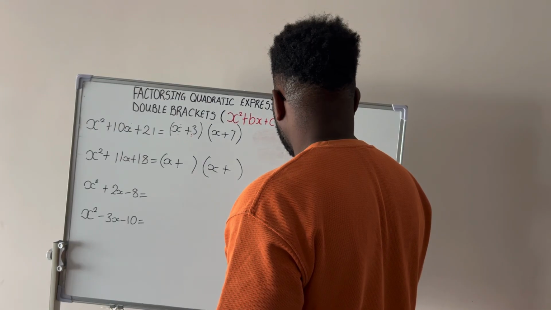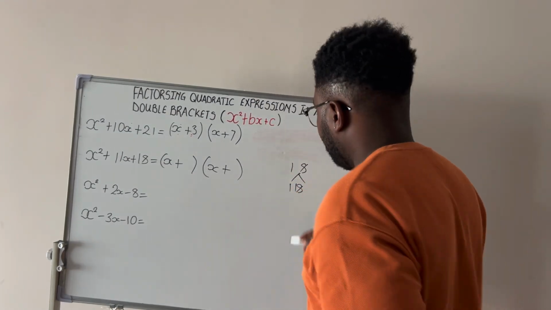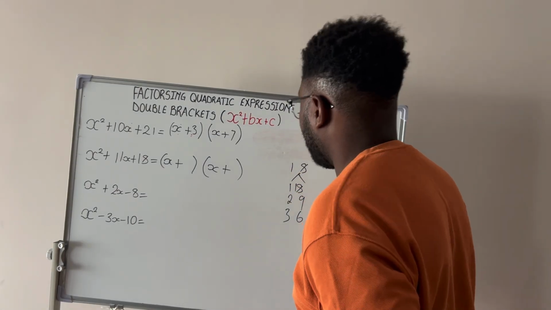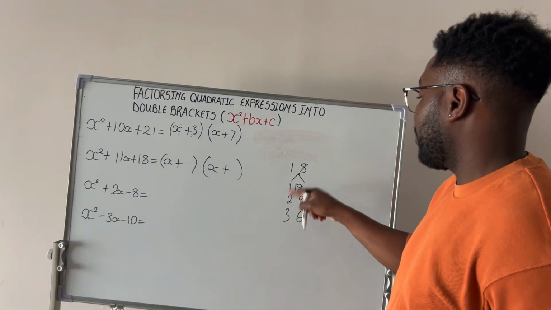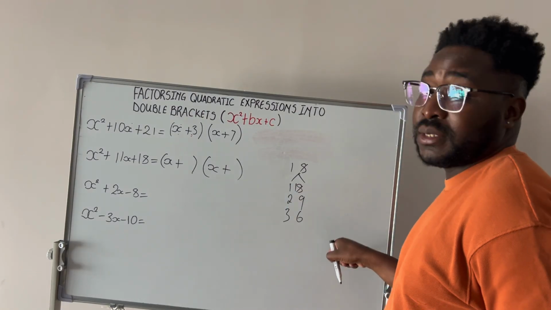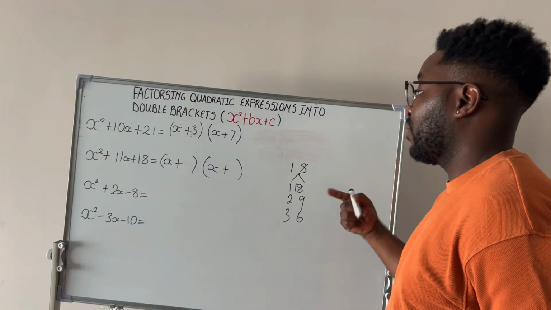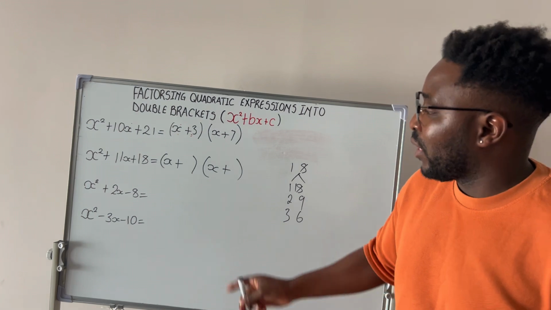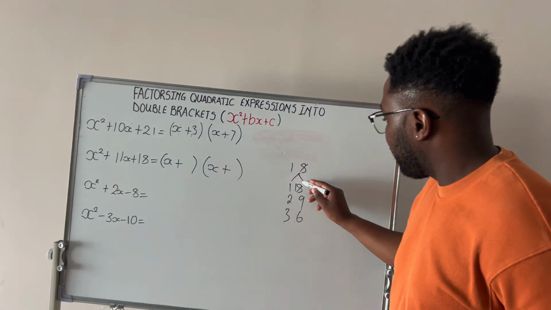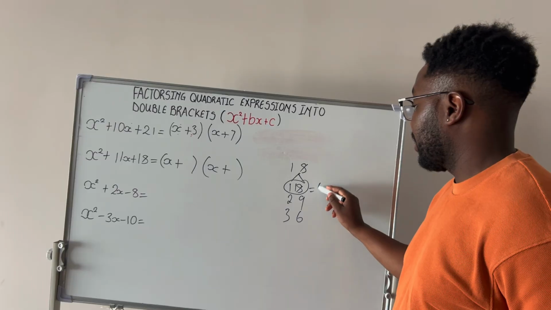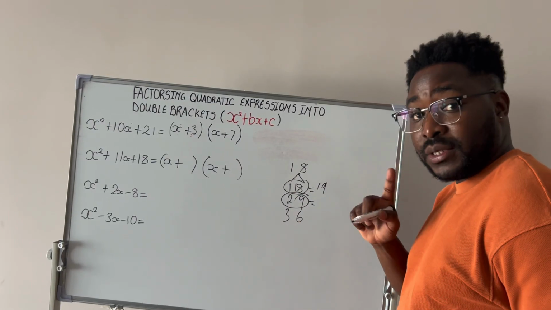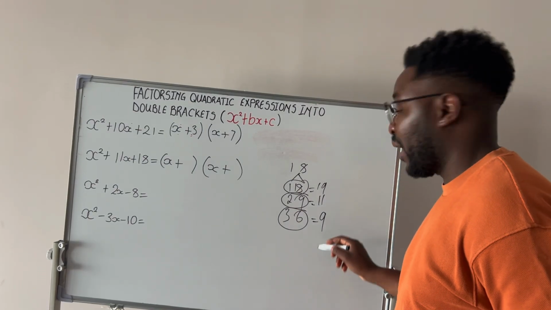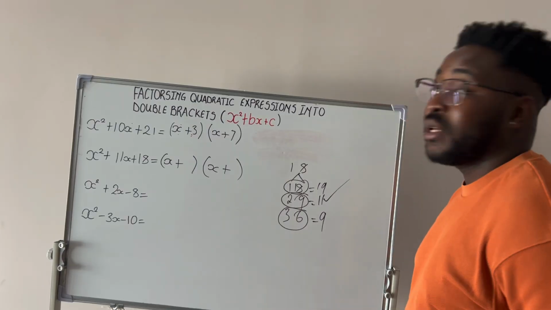What are the factors of 18? Yes, 1 by 18, yes? 2 by 9, 3 by 6. Okay, so we do know that if we multiply these pairs over here, this pair, that pair, and the third pair over here, they'll definitely give us positive 18. But then which pair, if we add them, will give us positive 11? The first pair over here, I don't think so. This one will give us 19, yes? Our second pair over here, check, that gives us positive 11. Our third pair over here gives us 9. So which pair are we going to go for? We're going for this pair right there.